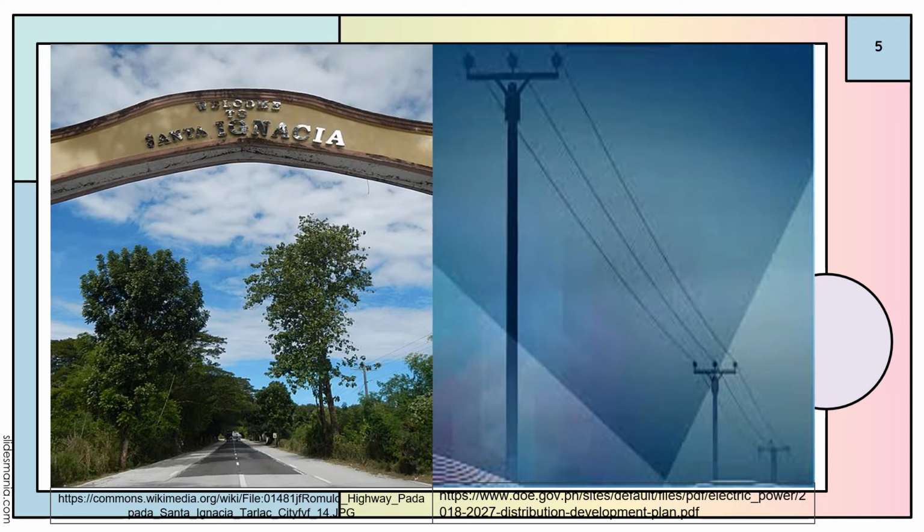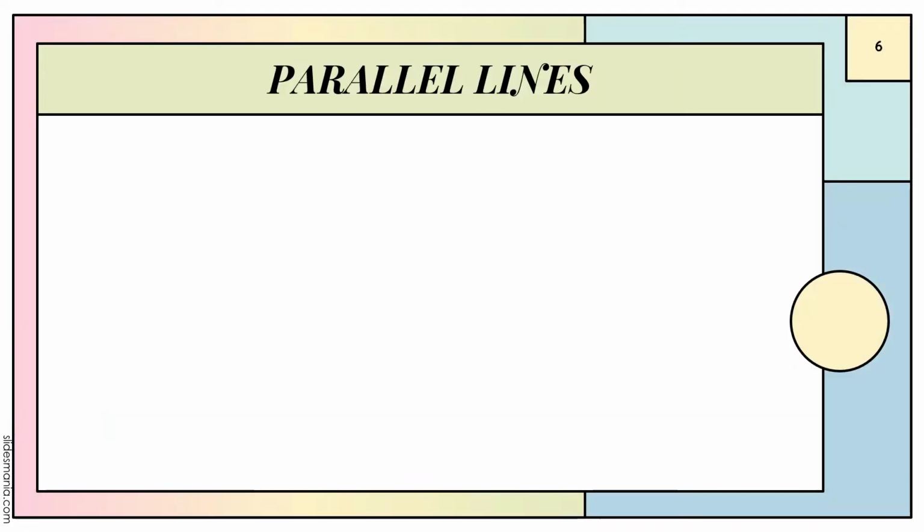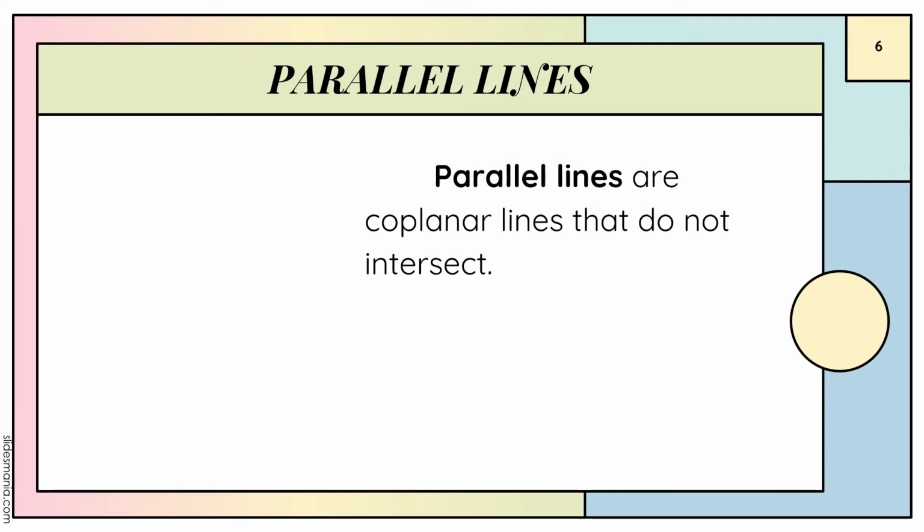So what is a parallel line? Parallel lines are coplanar lines that do not intersect. The distance between two parallel lines is fixed, okay? So they have the same distance. That makes it not intersecting. Let's say, for example, we have here lines M and N. Lines M and N are parallel lines, and the distance between these two lines is constant or the same.